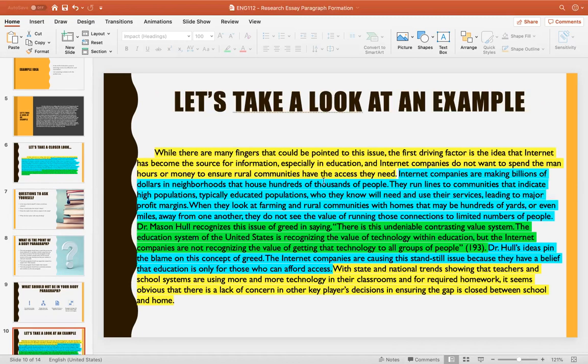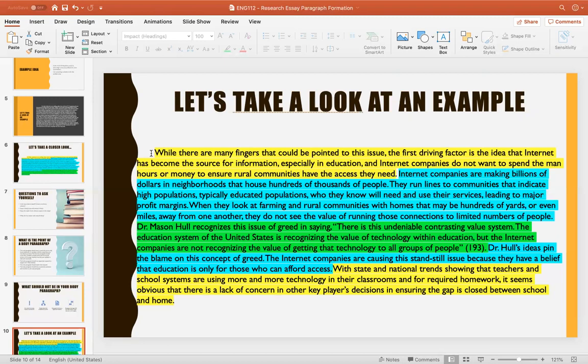While there are many fingers that could be pointed to this issue, the first driving factor is the idea the internet has become the source for information, especially in education. And internet companies do not want to spend the man hours or money to ensure rural communities have the access they need. So what you see there first is my own words and my topic sentence. Then I elaborate even more.